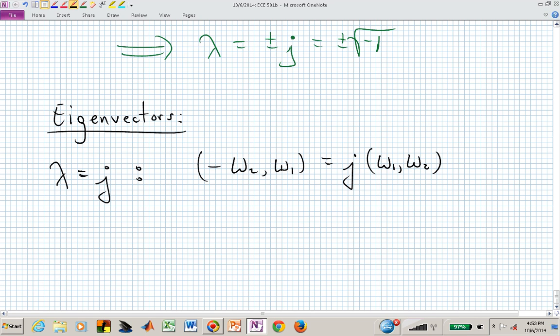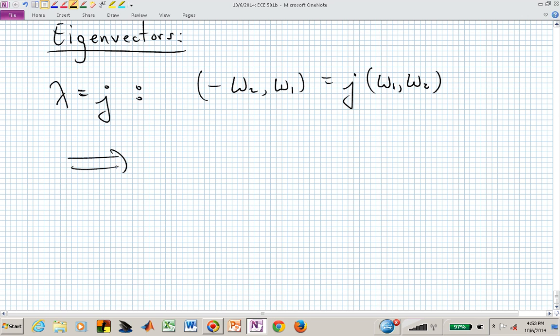Minus w2, w1 is j w1, w2. Now, if we equate coordinates, we have minus w sub 2 is j w1, or we could say that w sub 2 is minus j w1. So whatever we pick for w1, that's living in this field of complex numbers, we now need to force w sub 2, the second coordinate, to be minus j, or minus square root of minus 1, times whatever we pick for w1.